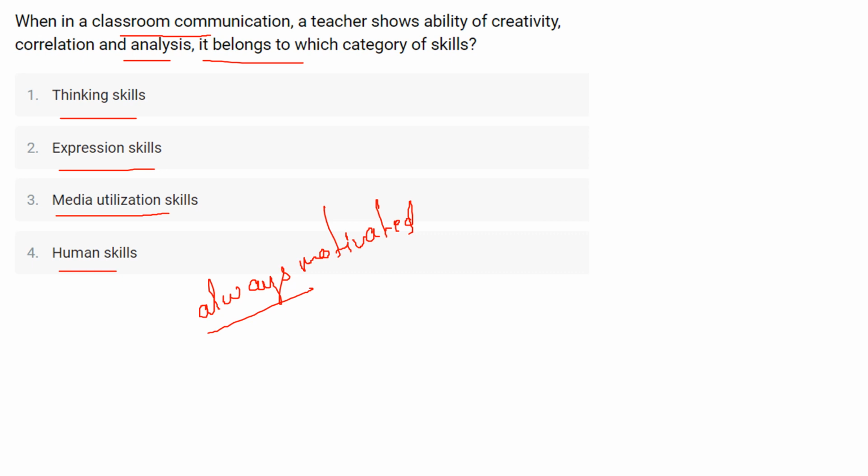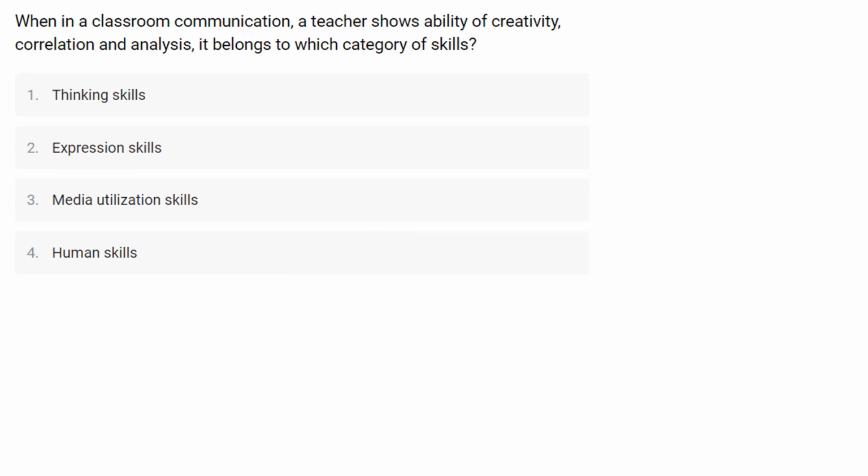The other characteristics of effective teaching include the engaging classroom presence, the value of real-world learning, the exchange of best practices, expression skill, then questioning skill, probing skills, then media utilization skill. All these things are included in the characteristics of effective teaching. So when in a classroom communication the teacher shows the ability of creative correlation and analysis, it belongs to the category of thinking skill. Such skill sets comprise different types of cognition, information processing, inquiry, creative thinking, and reasoning. So here we can say option 1 is the correct answer.